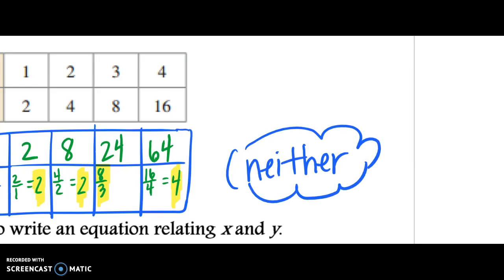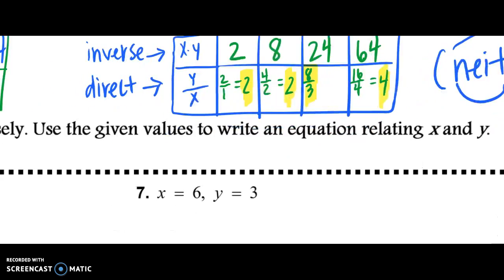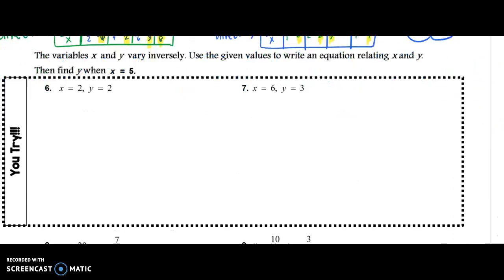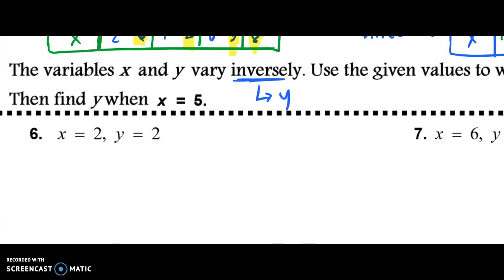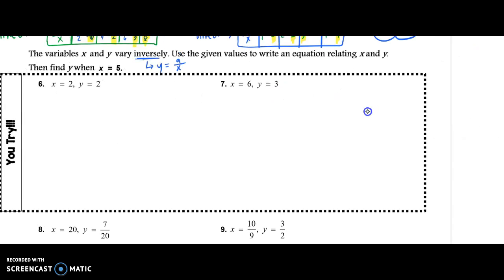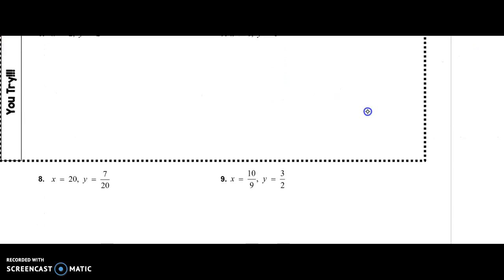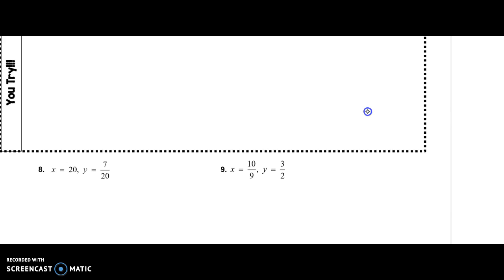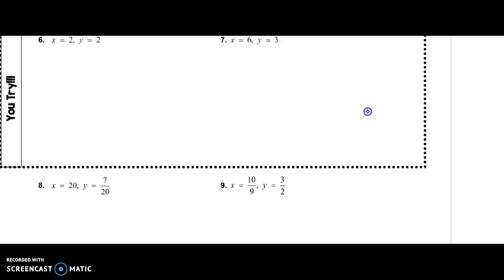Okay, so let's move on to the bottom. For these, they tell us that the variables x and y vary inversely. We need to use the given values to write an equation relating x and y, then find y when x equals 5. So inversely means using the equation y equals a divided by x. I got this equation from the top. I'm going to do number 8 and 9. I want you to try number 6 and 7 on your own.